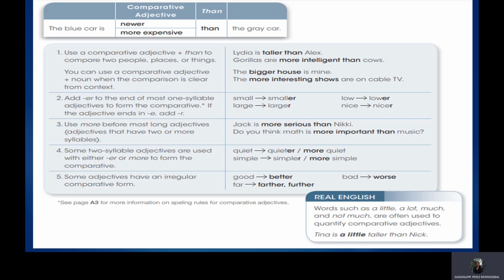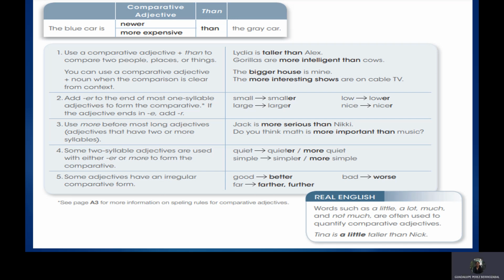When we're talking in English or speaking in English, most of the time we use some expressions such as a little, a lot, much, or not much. For example, Tina is a little taller than Nick. So we are expressing comparison.